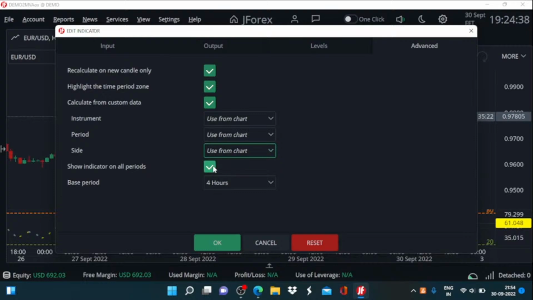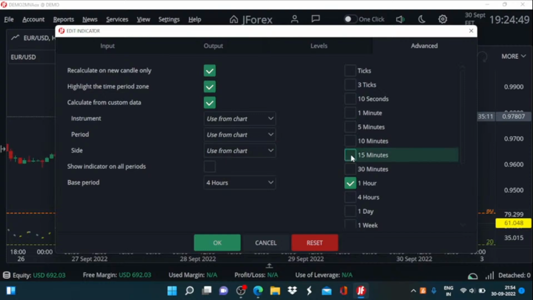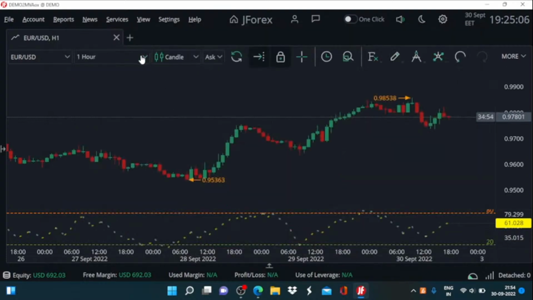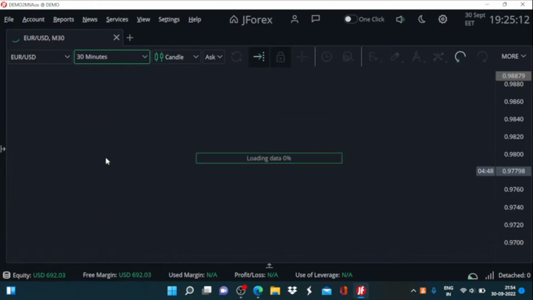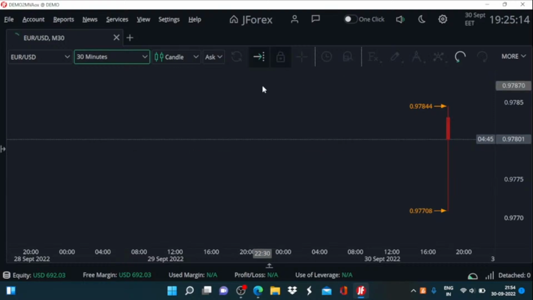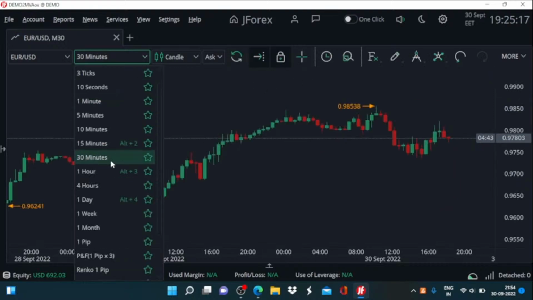If you want the indicator to be available on all the candle periods, then you have to opt in for this, as you have to specify on which candle period it should be visible, and only on those candle periods it will be plotted. Suppose if you want the indicator to be available only on 15 minutes and the hourly candle period, then you can opt in for those two time frames, and for the rest of the other candle periods there won't be any plotting of the indicator. So for hourly and 15 minutes we are going to have this indicator, but for example 30 minutes or any other candle period, there is going to be no plotting of the indicator.